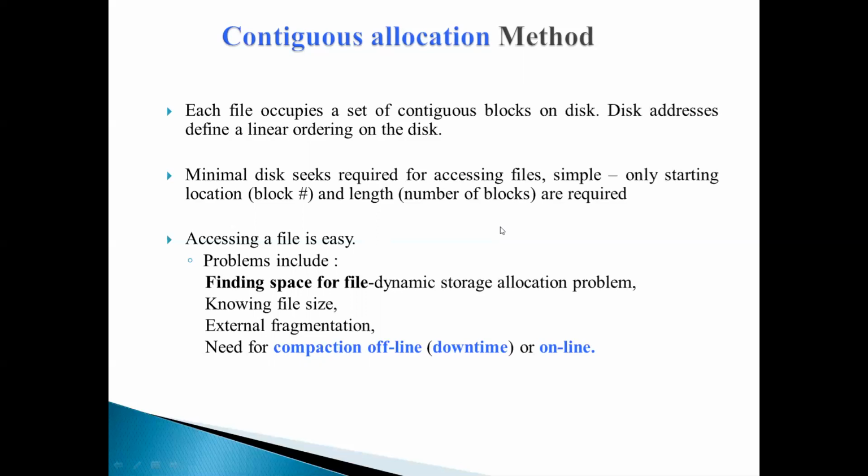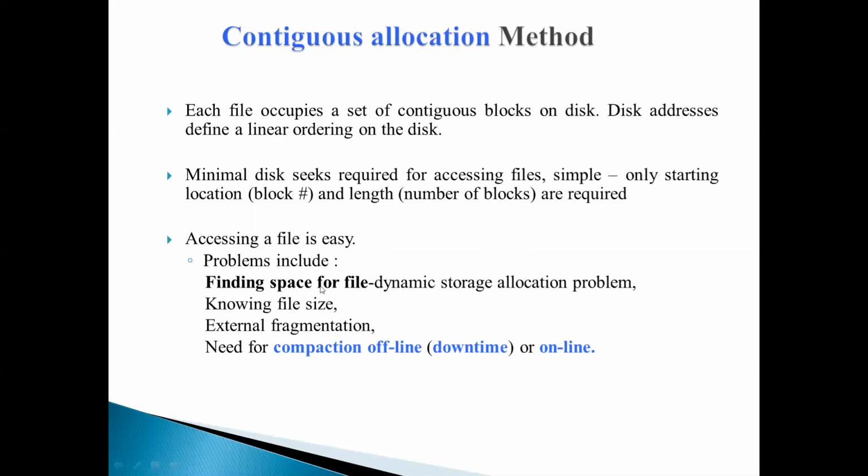Similarly, if it has to randomly access any block, it knows the starting address. So let's say I want to randomly access block number I, and I know the starting address is block number B, then block B plus I will give me the address of the desired block. So random access is also easy and sequential access is also easy, because I know the starting address of the block, and I also know that other blocks are going to be next to the starting address only. Okay, so accessing a file is very easy in both the file access methods.